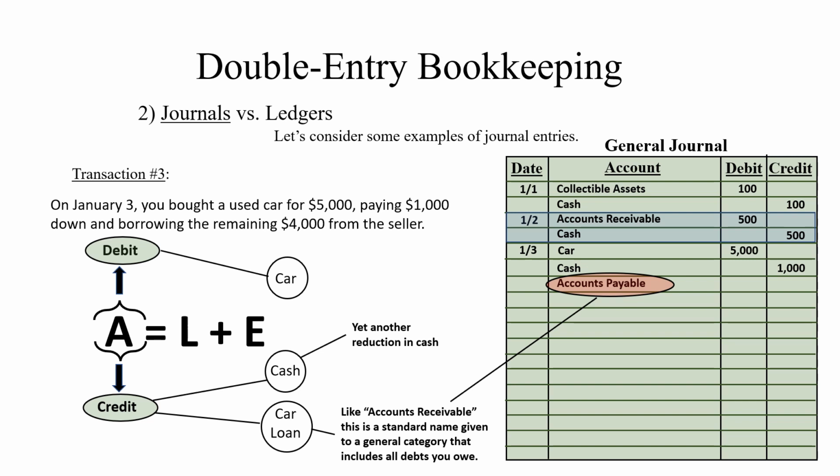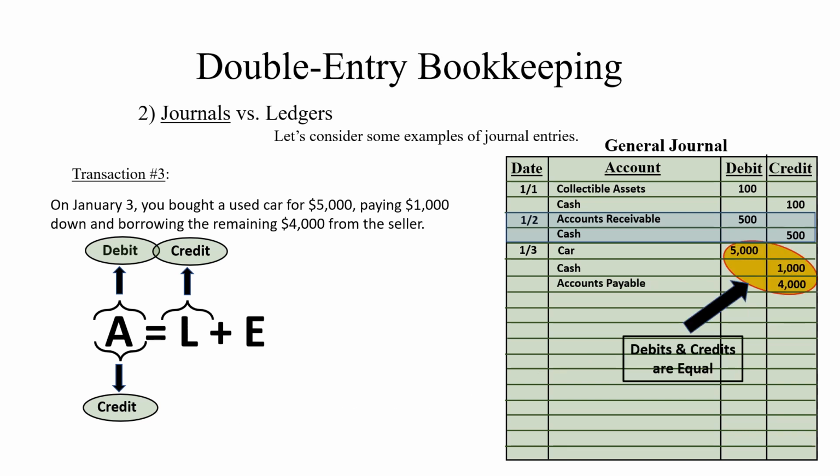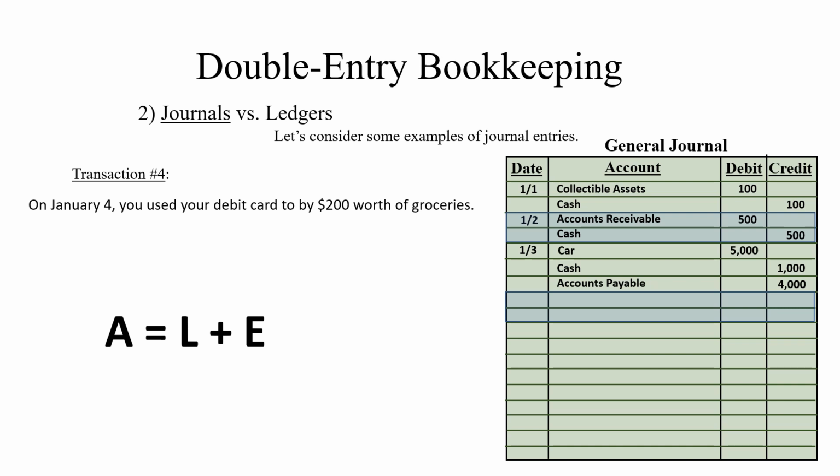Like accounts receivable, this term accounts payable is a standard name given to a general category that includes all the debts you owe. And we'll credit that $4,000, the amount that we owe, because an increase in a liability is a credit. As you can see, the debits and credits are equal for transaction number 3. So now let's go to transaction number 4.